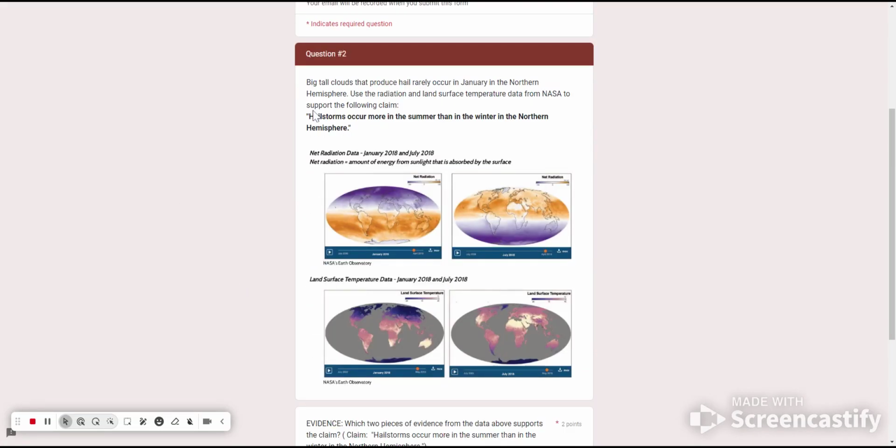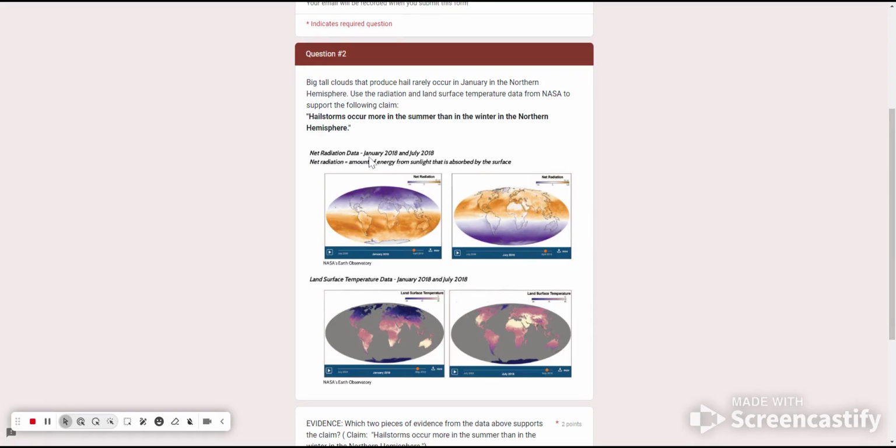All right, question number 2. Big tall clouds that produce hail rarely occur in January in the northern hemisphere. Use the radiation and land surface temperature data from NASA to support the following claim. Hailstorms occur more in the summer than in the winter in the northern hemisphere. Here's your data right here.